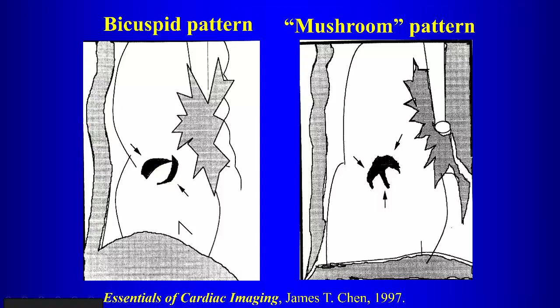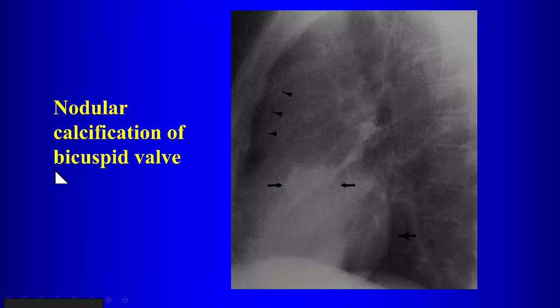So here's a close-up of this, okay? So this pattern of calcification is a bicuspid pattern of aortic valve calcification, if we happen to see that. So bicuspid patterns, there's a mushroom pattern where you can see the raphe calcify. Here's another example of a bicuspid pattern of aortic valve calcification.